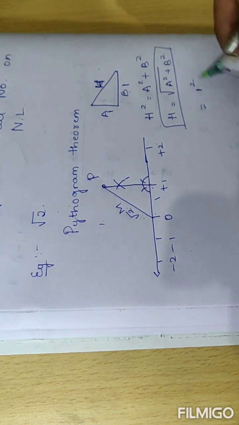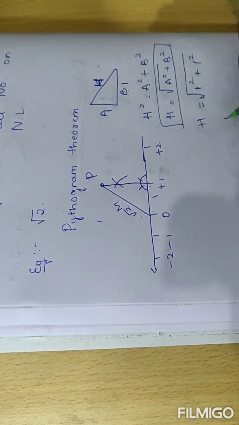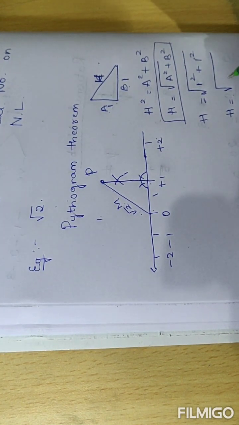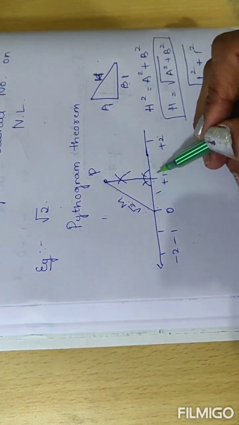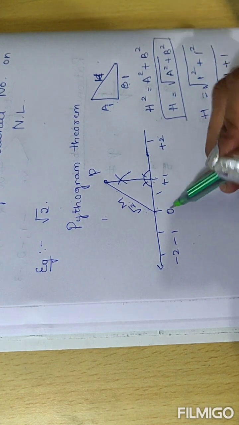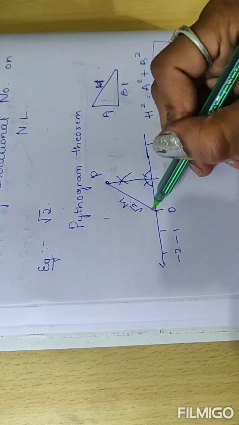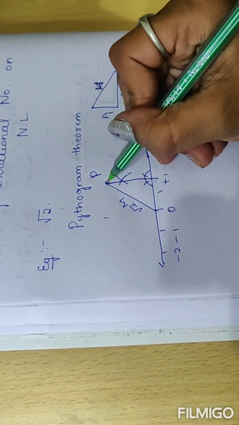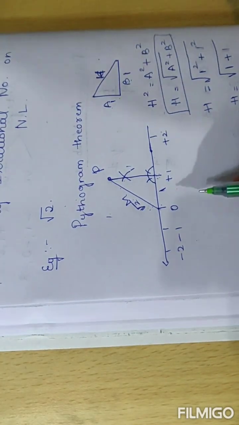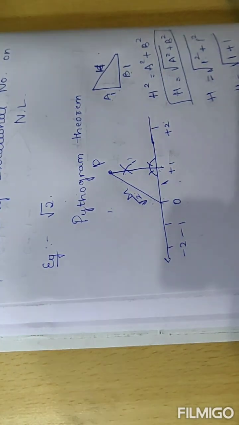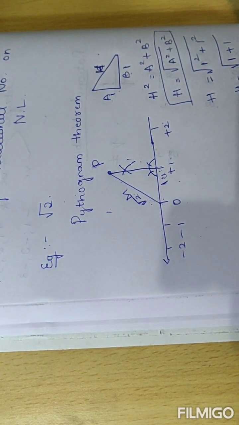If A is 1 square plus B is 1 square, then what will be the answer? 1 square plus 1 square is nothing but 1 plus 1. Then your hypotenuse is root 2. That's the reason we have taken 1 centimeter. From here, 1 centimeter, we have drawn a perpendicular line and connected it from 0 to this point. We got root 2 and the sides are 1 and 1. We have taken 1 unit, from the base that's 1 unit and this is 1 unit.